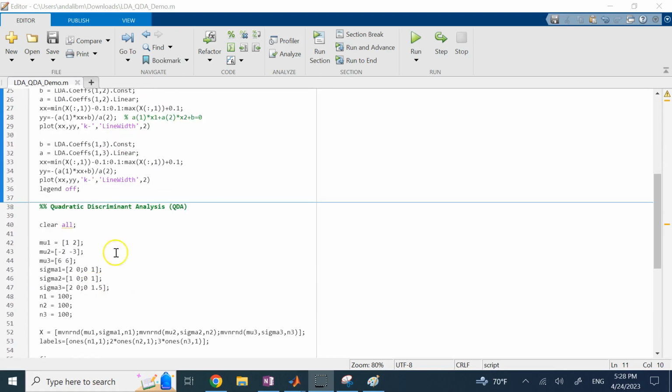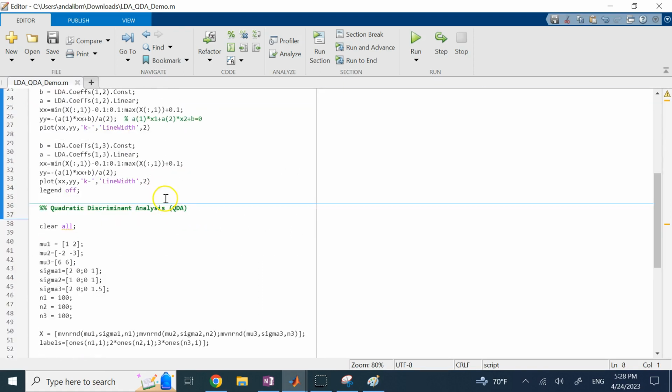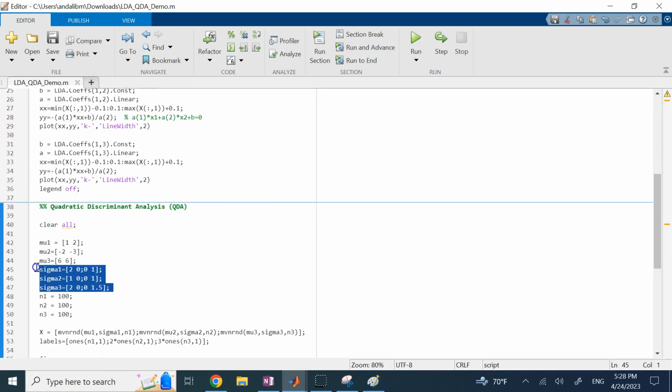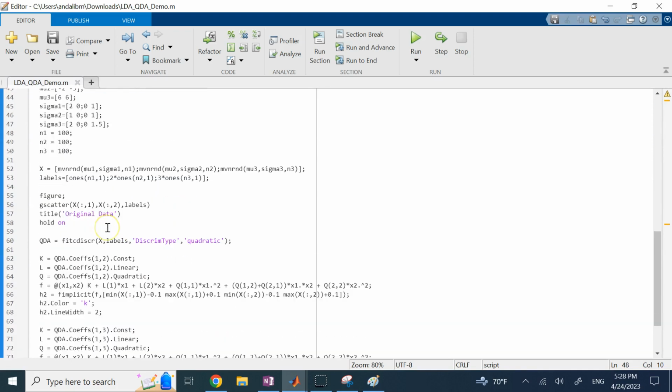So this time I create a new set of data. I don't need to do it on the original data. The reason is I want my sigmas to be different this time. So here I use different sigma matrices. And again, I generate my data labels and everything.